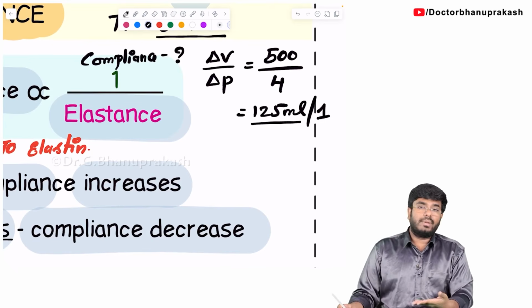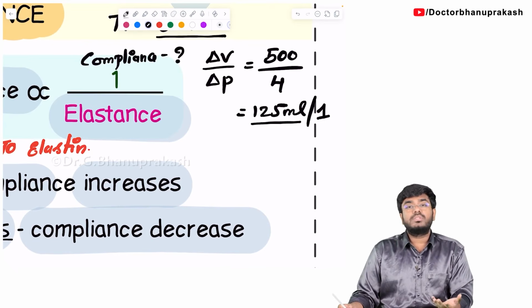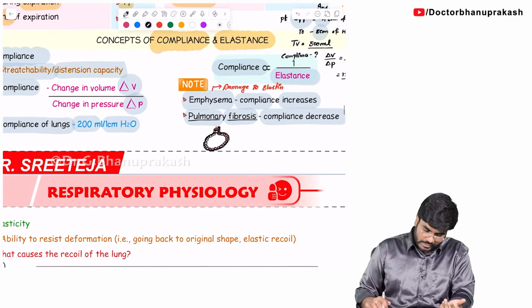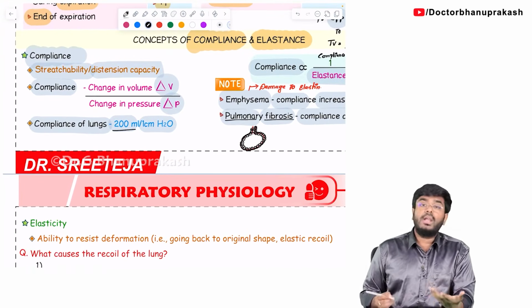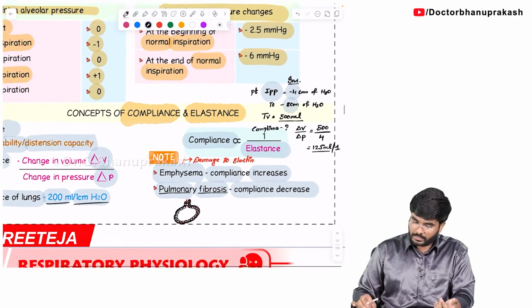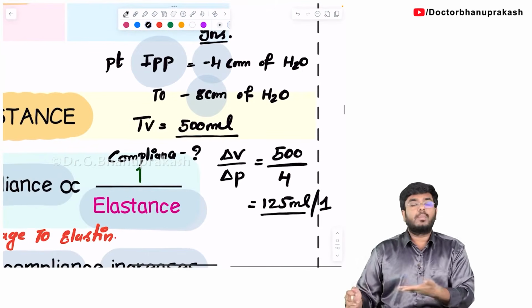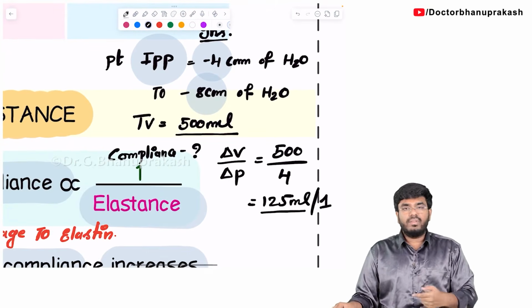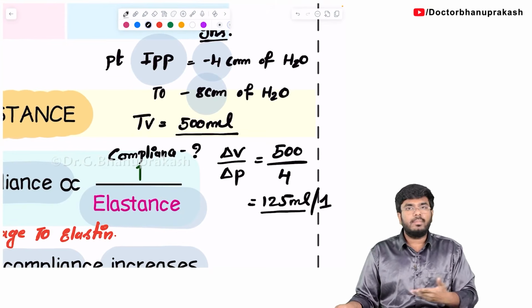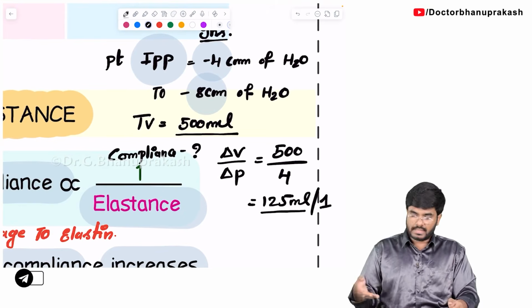For every 1 centimeter of water pressure, 125 ml volume change occurred. So compliance decreases. In a normal person, the volume change will be 200 ml. I have taught you this. But in this condition, tell me what happened to the compliance property of his lungs? It is less. For every 1 centimeter of water pressure, only 125 ml volume change is happening. Maybe this person is suffering from pulmonary fibrosis, with less compliant lungs.